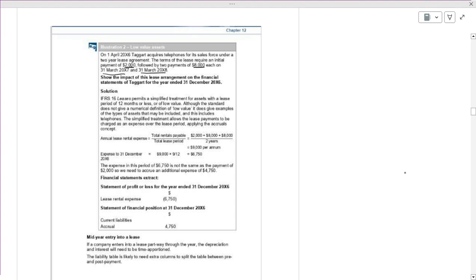Show the impact in the financial statements for 31st December. See, it happened on 1st April 2006 and they are doing it on 31st December 2006. How many months are they taking? They are taking 9 months.